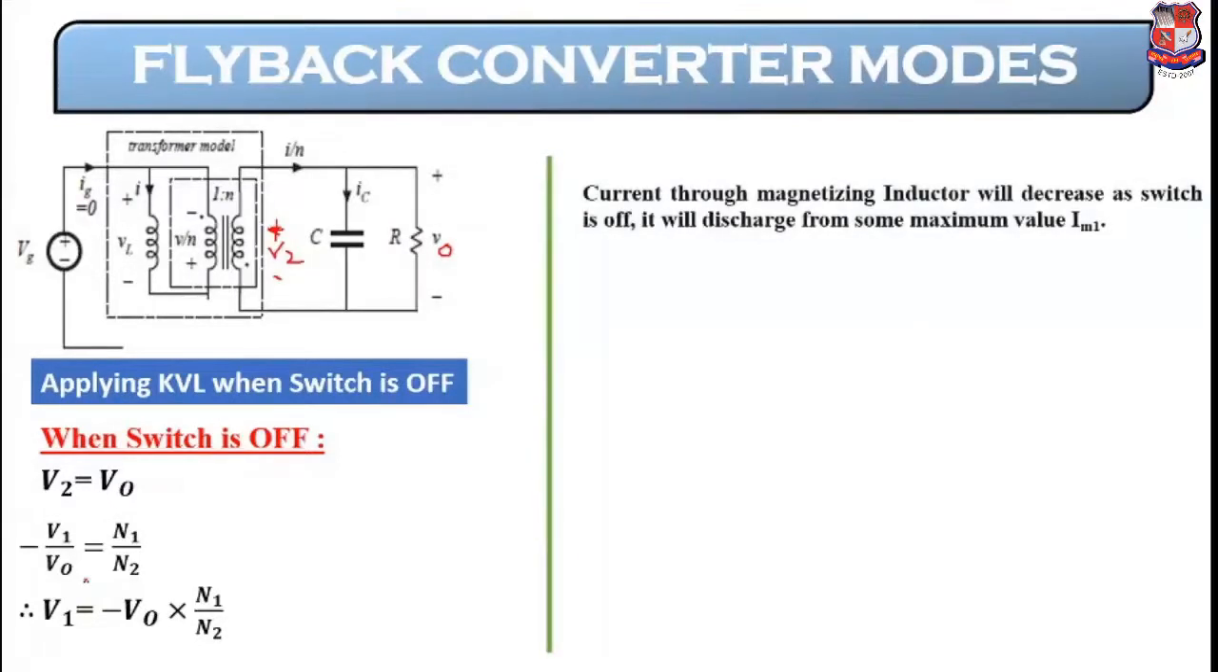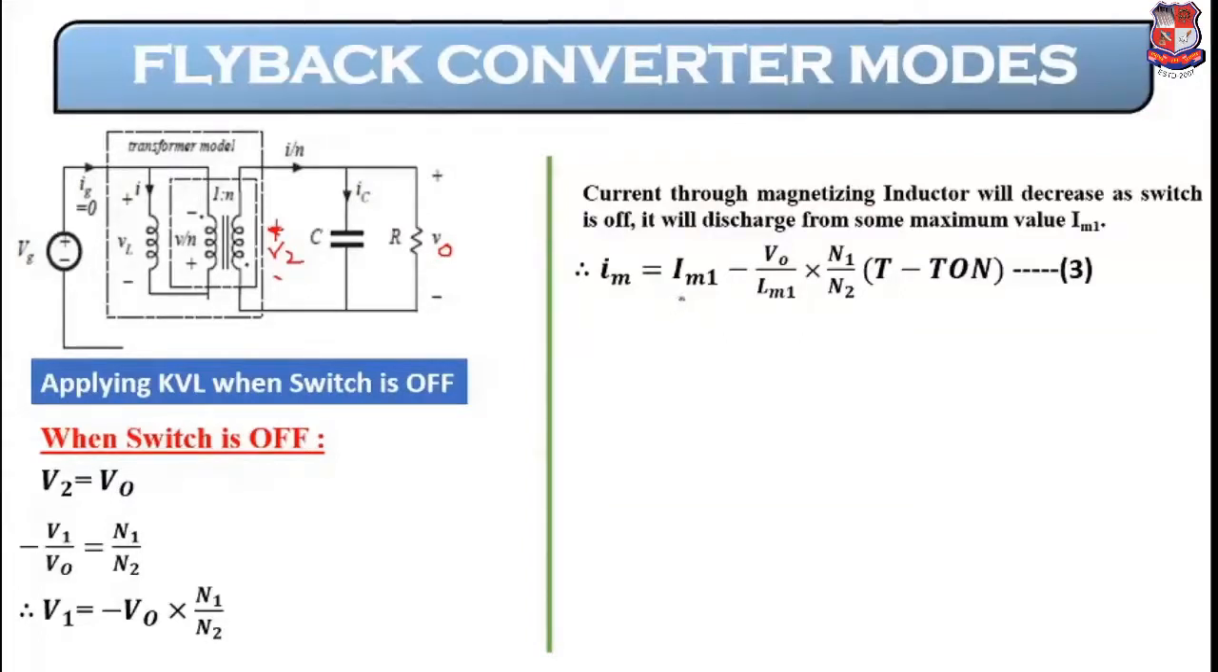Now further, we know also that current through the magnetizing inductor will decrease as the switch turns off. Current through the magnetizing inductance will decrease because it will get discharged. So now what will happen after it has reached some maximum value? In the previous case we know that the current had started from some steady state value Im0 plus some current, that was Vs by Lm into T on.